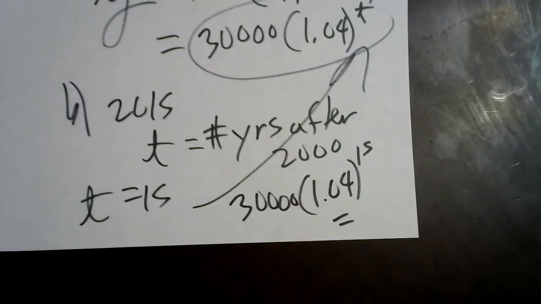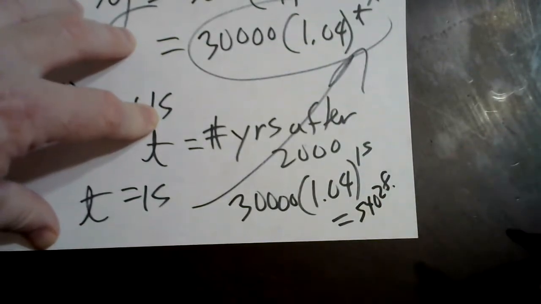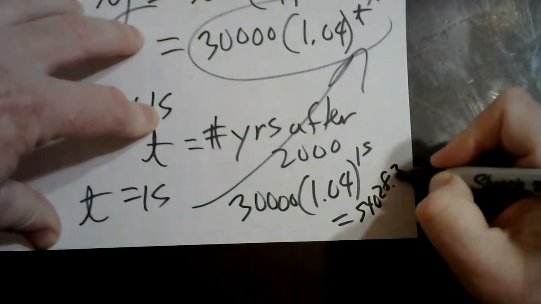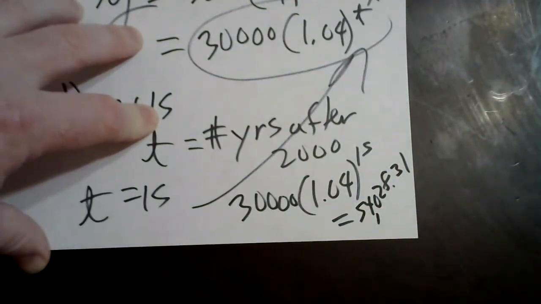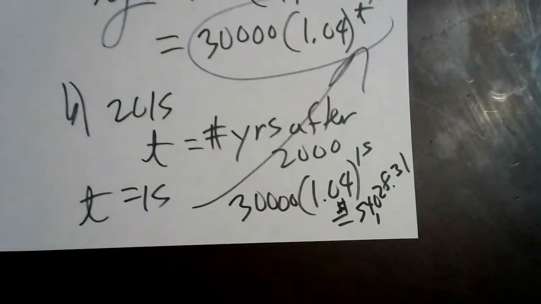And I get 54,028 and 31 cents. So $54,028.34. So the price of the car went up quite a bit after 15 years because it's increasing by 4% per year.